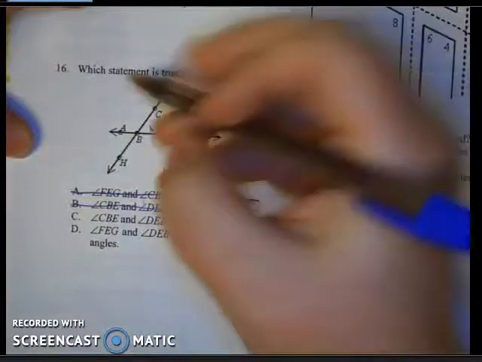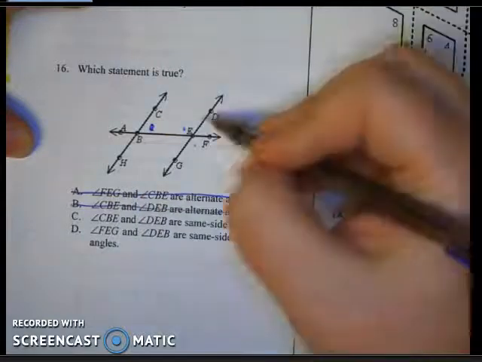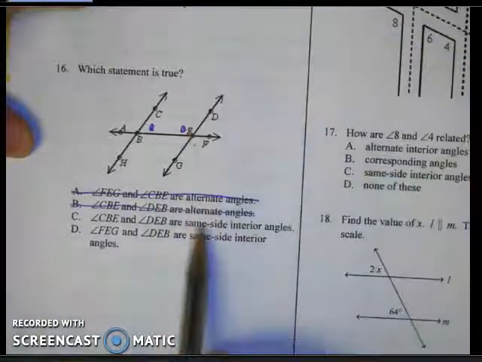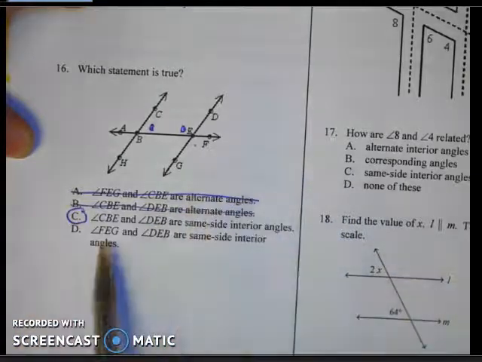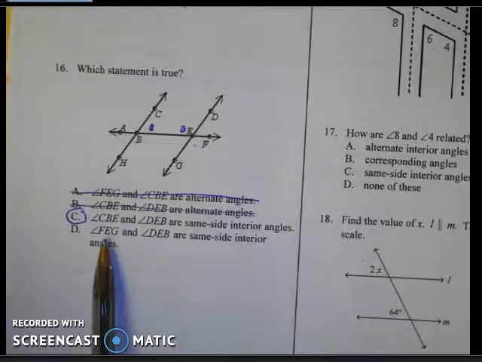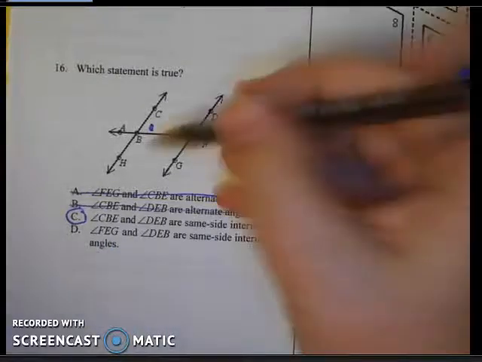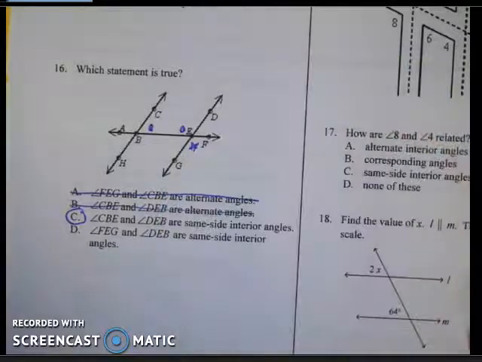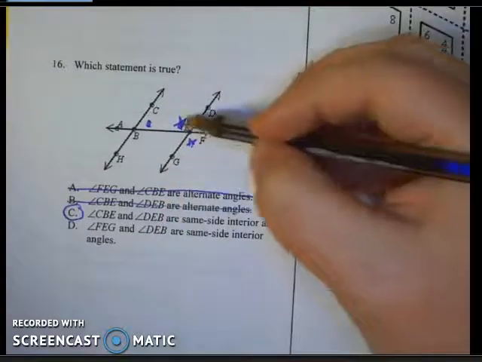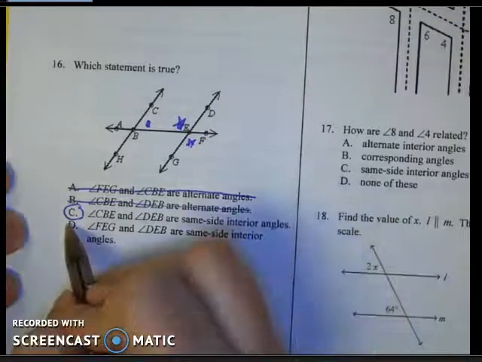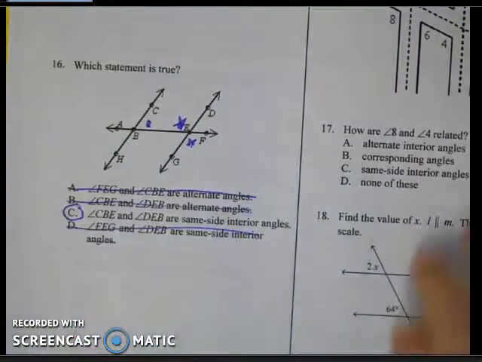Angle CBE, so again this angle, and DEB, right here, are same side or consecutive interior. That is definitely true. Because I'm a good test taker, I'm still going to read letter D just to make sure. FEG, so this angle here, and DEB, this angle here, are same side interior. Those are verticals. So we're good. C is correct.